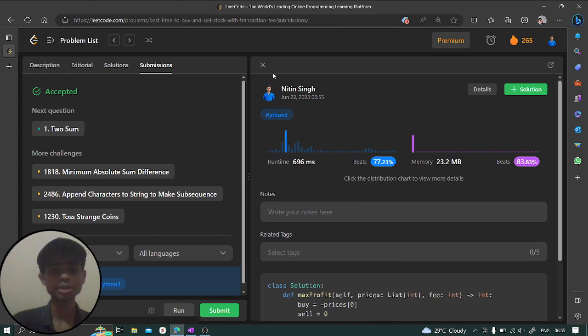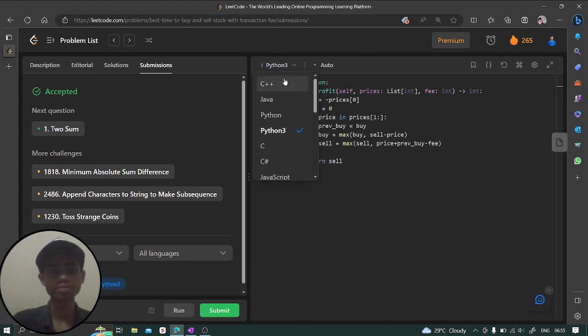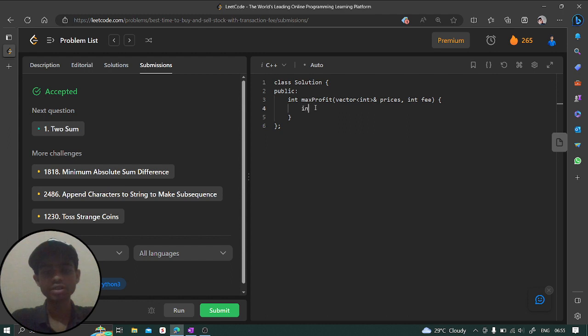Now let's move quickly to C++ and Java. First we do C++, and here we are going to say first of all buy, which is going to be initially minus price of 0.